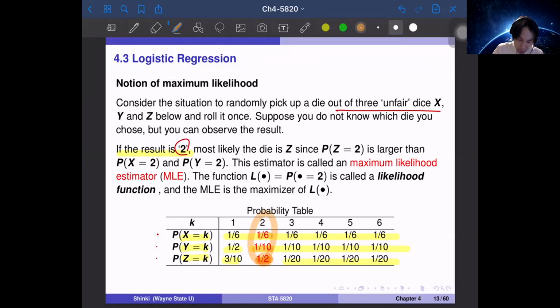When you study probability theory, we only interpret this for each line. Each line is a probability space: die X gives a probability space, die Y gives a probability space, die Z gives a probability space. But the maximum likelihood method sees this graph vertically. We focus on the column, compare these numbers, and see which is the largest.